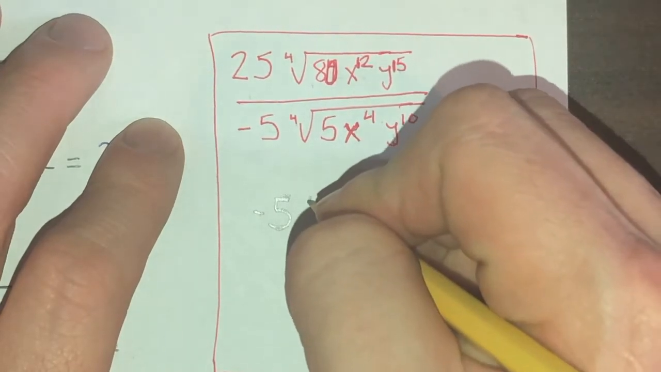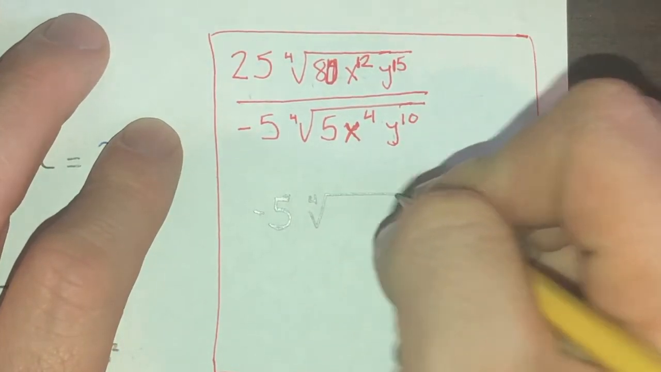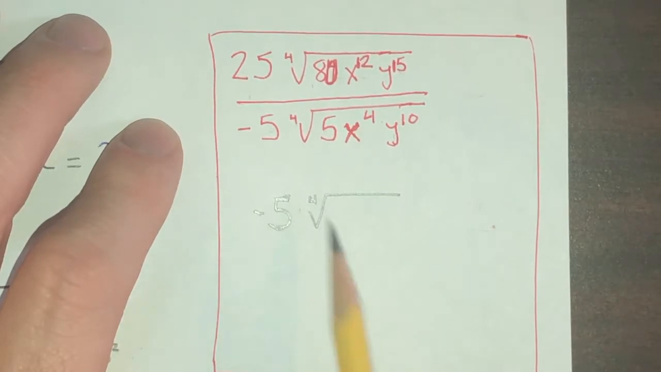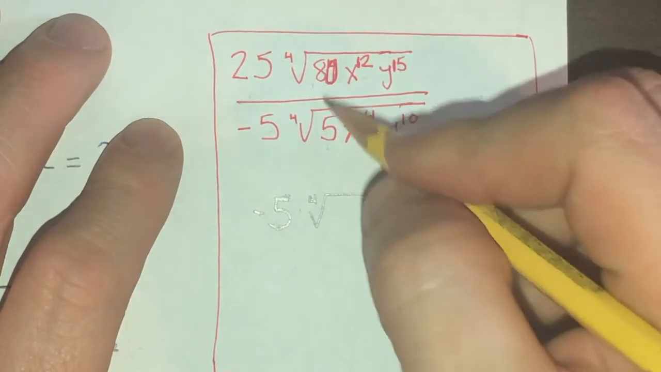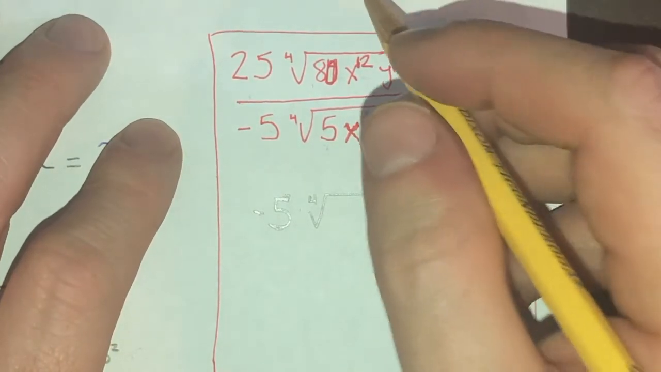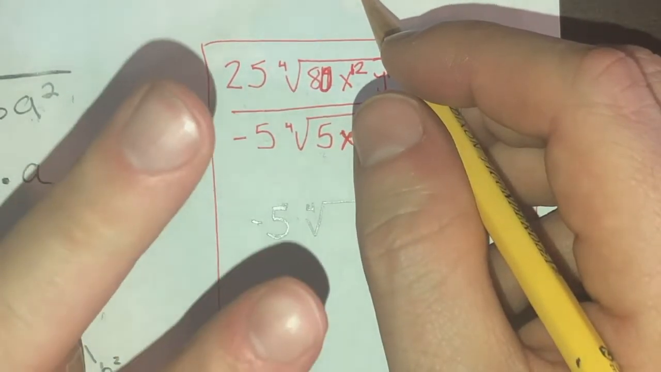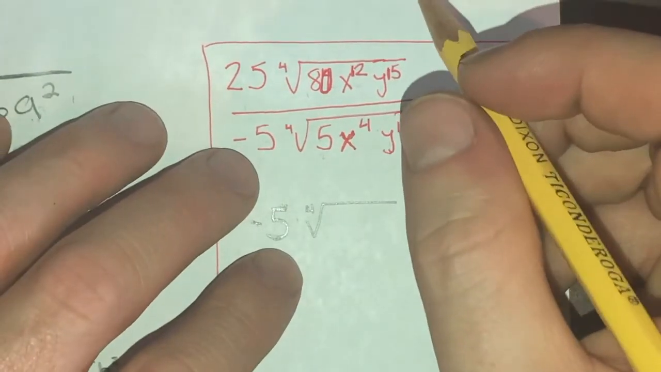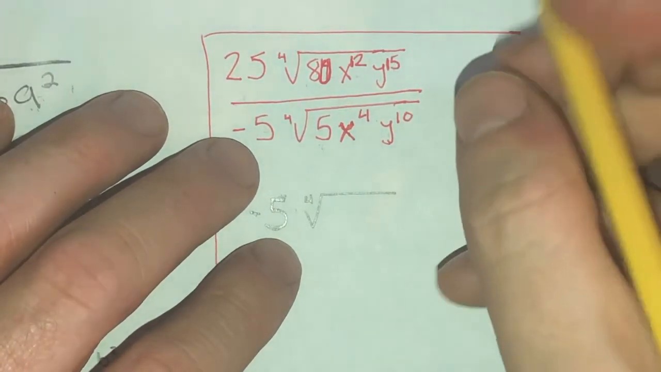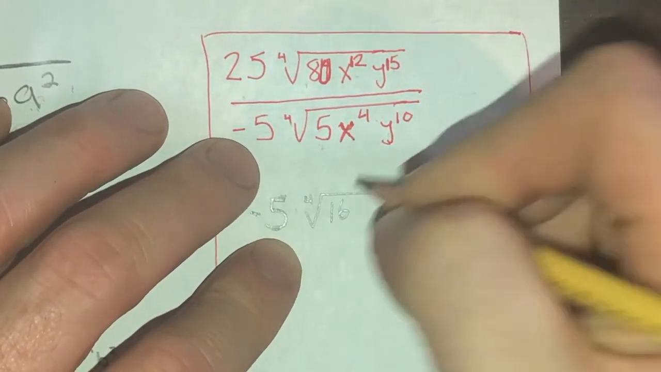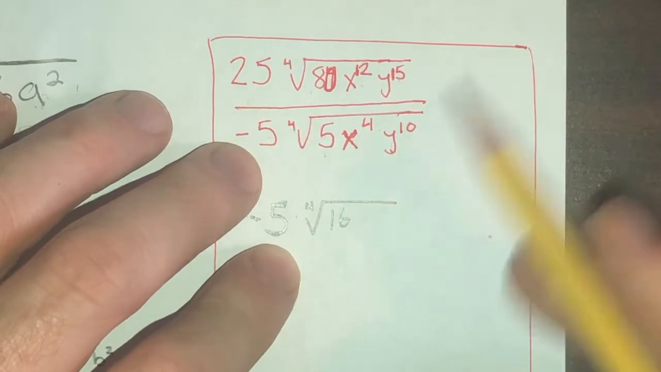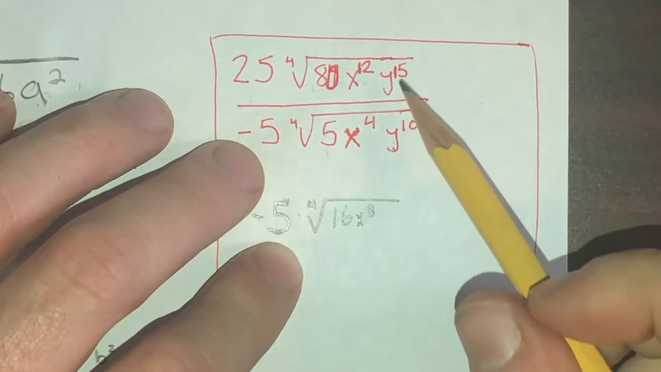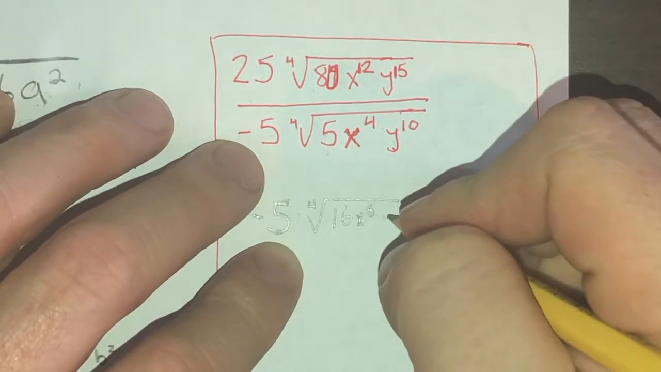So times the 4th root. And see, if you stick the 4 right in this little crevice here, then I'll know that you're talking the 4th root. Now, 80 divided by 5 is 16. 16, 32, 48, 64, 80. Okay? So that'll become 16. X to the 12th divided by x to the 4th, that's x to the 8th. Y to the 15th divided by y to the 10th, that's y to the 5th.